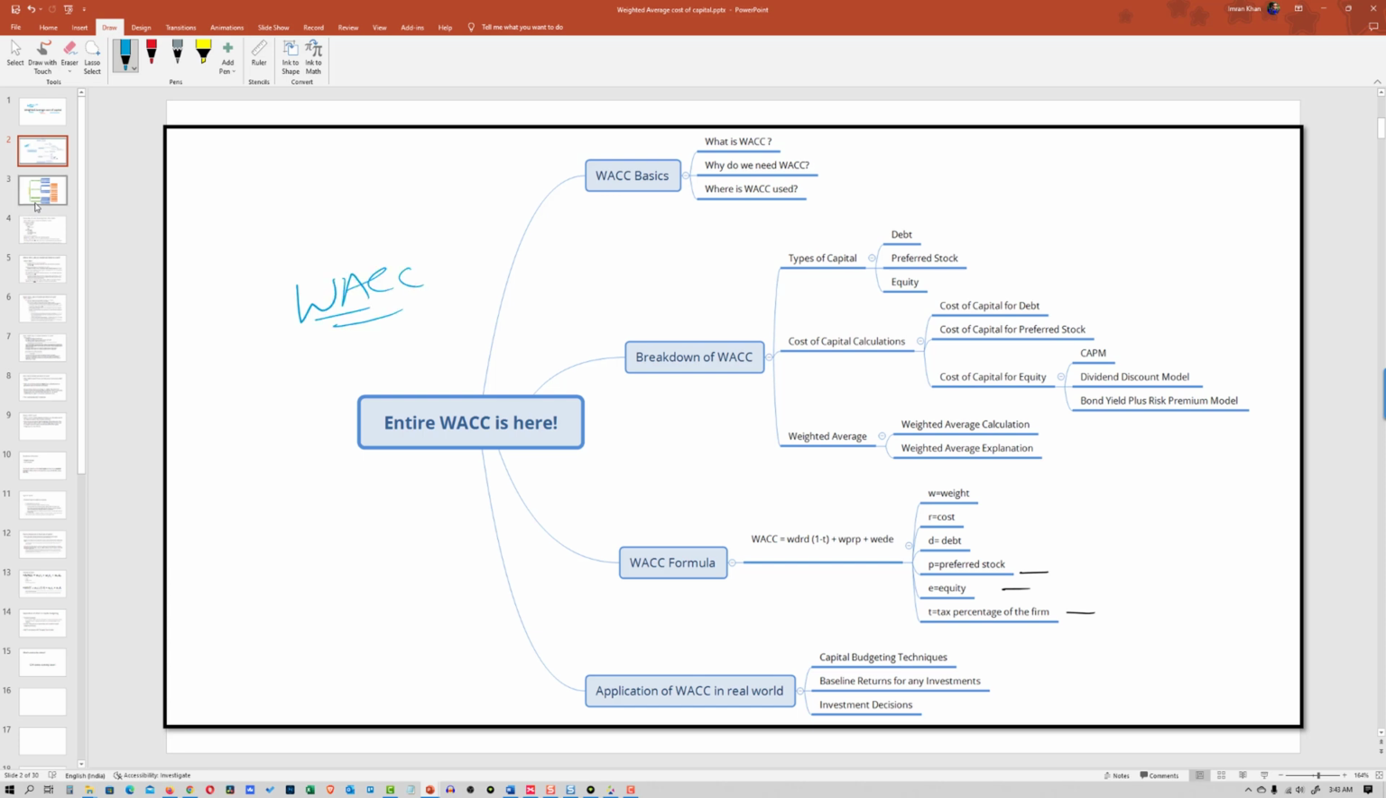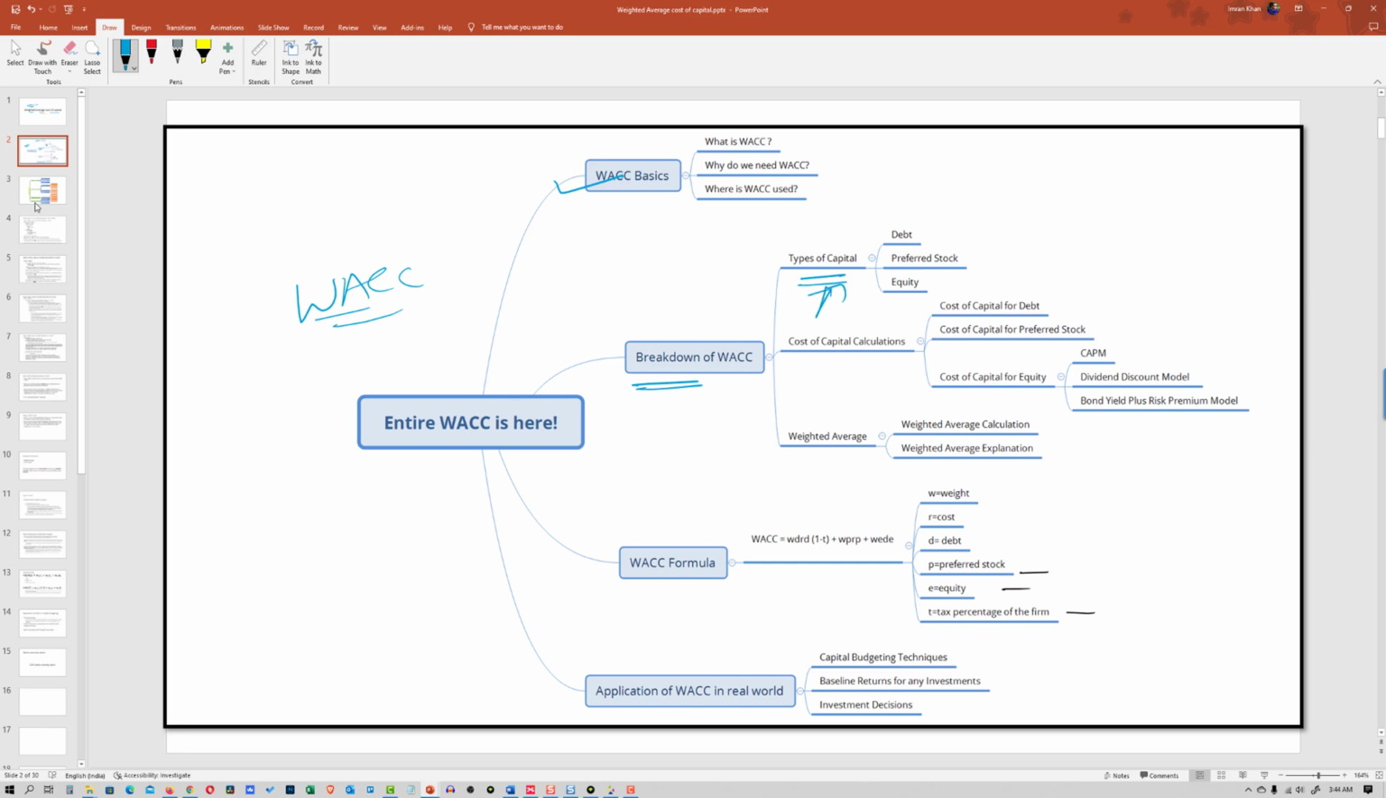What you see on the screen is we're starting with the very basics. We will talk about what is WACC, why is it needed, where it is used, and so on. And we'll do a complete breakdown of WACC, wherein we'll talk about the different types of capital we have, and what are the different types of costs that we can have for those types of capital.